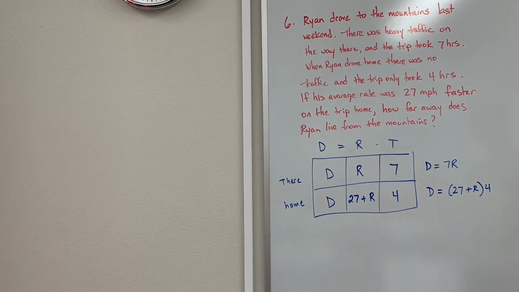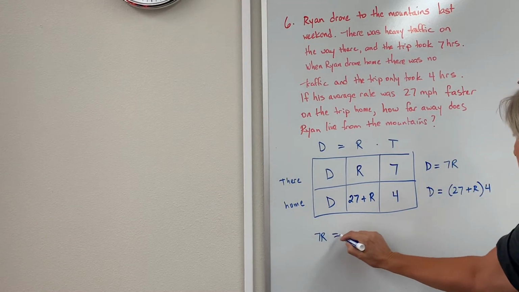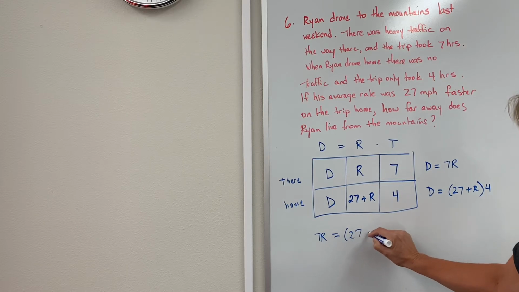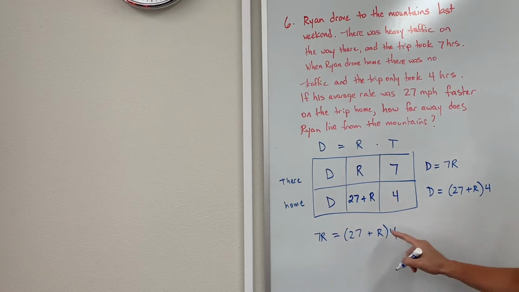So how can I solve this? Well, what I'd like to do is use substitution. So if I know that D equals 7R, then I can replace the D in the second equation with 7R. So I'm going to rewrite this equation as 7R, because that is what D is, equals 27 plus R times 4. And now I have an equation that only has one variable, R, so I can solve it.